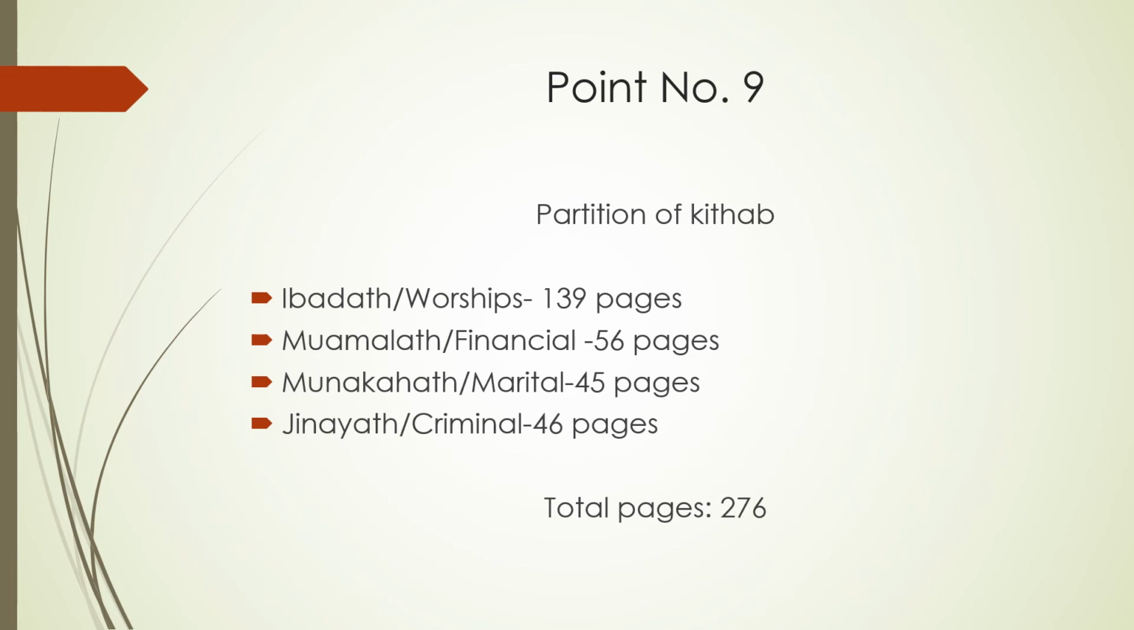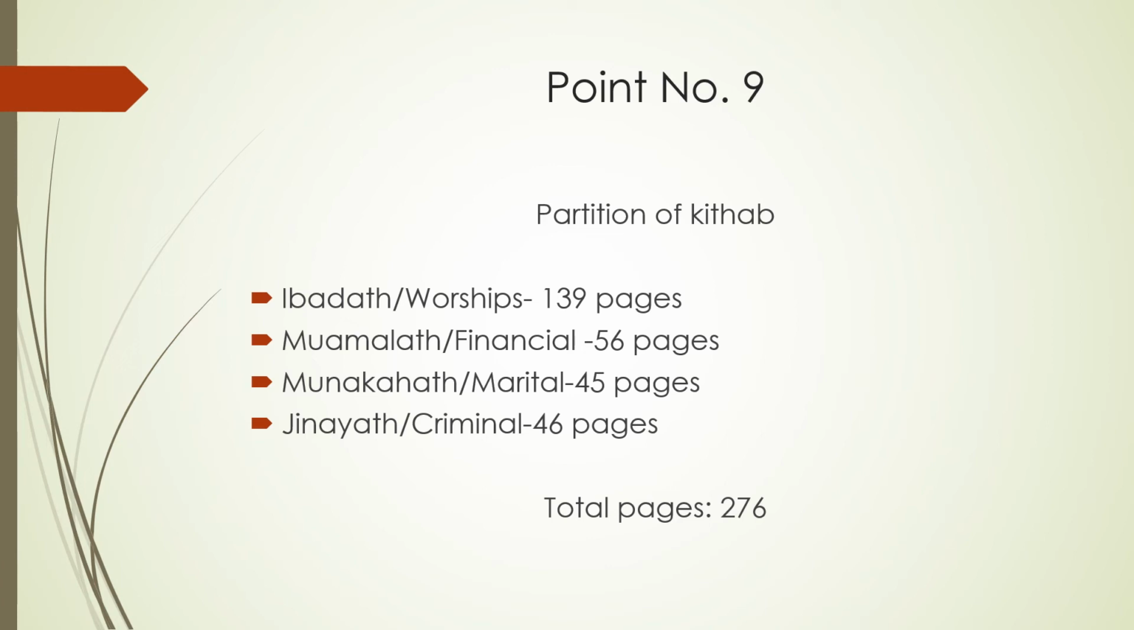And the partition of the Kitab: Fathehul Mueen has been separated into four parts. The first part is Ibadah, that is worships regarding Tohara, Najas, Wudu, prayers, Sunnah prayers, Jummah prayers, conditions of the Jamaat, Masail of Qudwa, Sawm, Hajj. All these are described in detail in 139 pages. The biggest portion of Fathehul Mueen deals with explaining the ahkam, the decrees of ibadah, the worships.